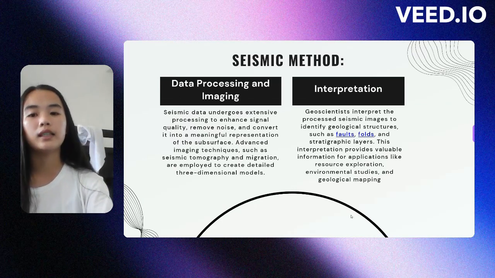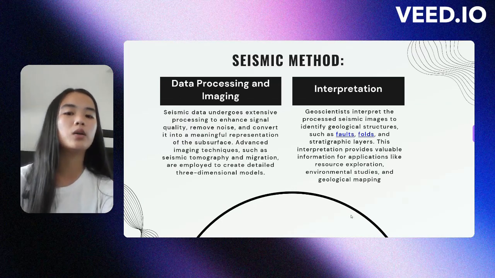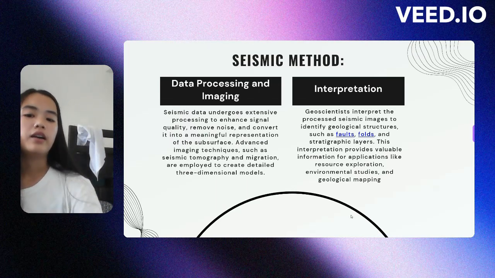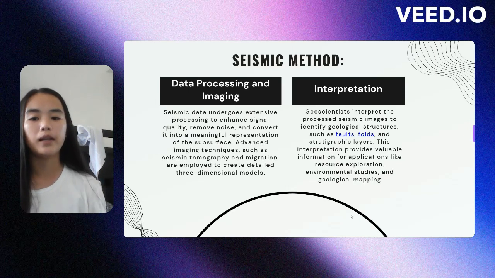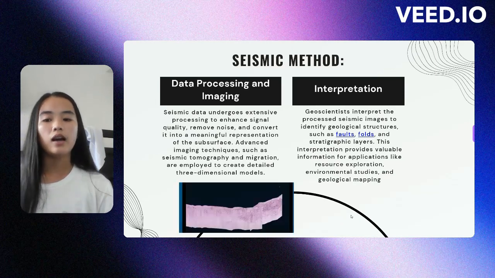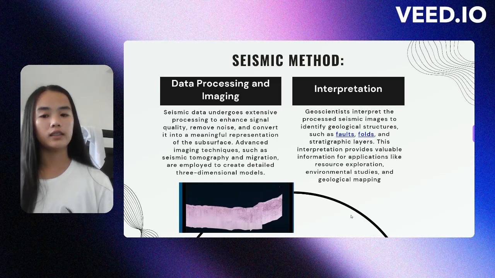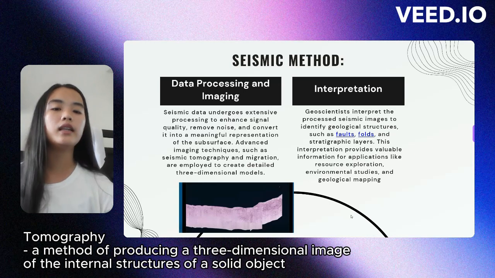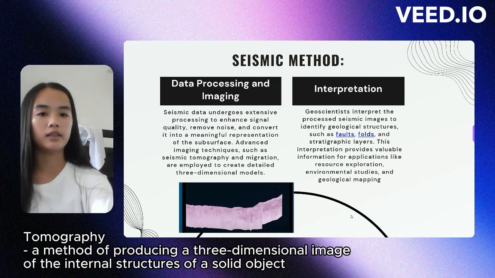For the data processing and imaging, seismic data undergoes extensive processing to enhance signal quality, remove noise, and convert it into a meaningful representation of the subsurface. Advanced imaging techniques such as seismic tomography and migration are employed to create detailed three-dimensional models.